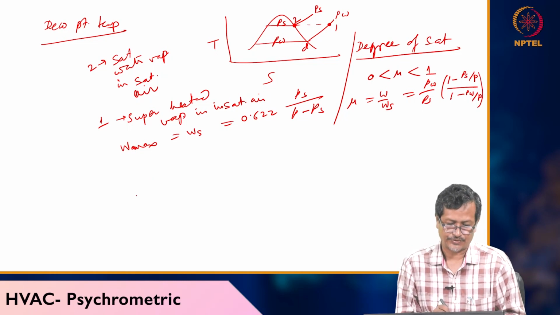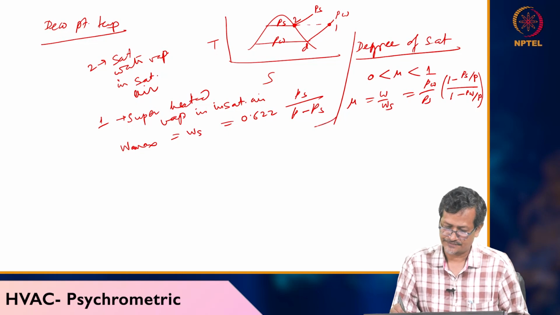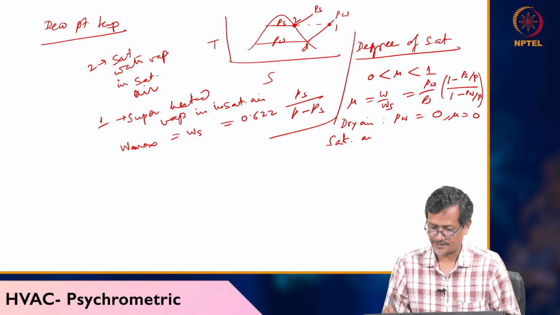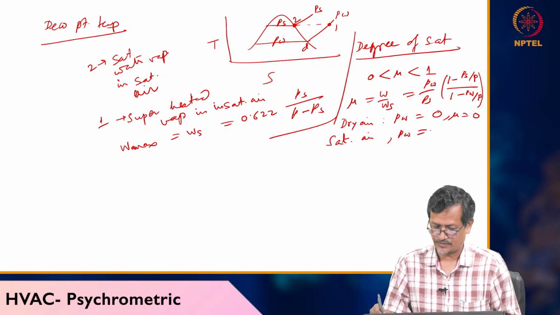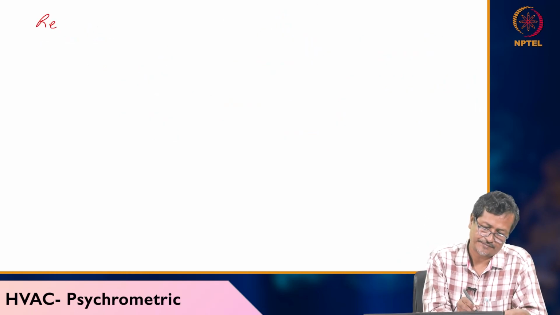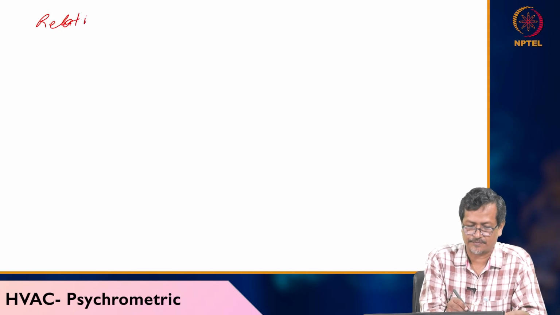So if dry air is there, PW equals 0, mu equals 0, and saturated air, PW equals PS, mu equals 1. So relative humidity. This small formula is there. Based on this, we will try to solve problems.